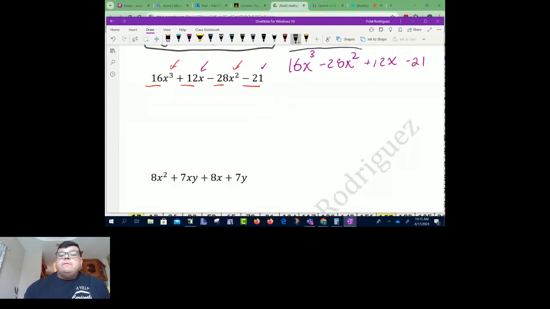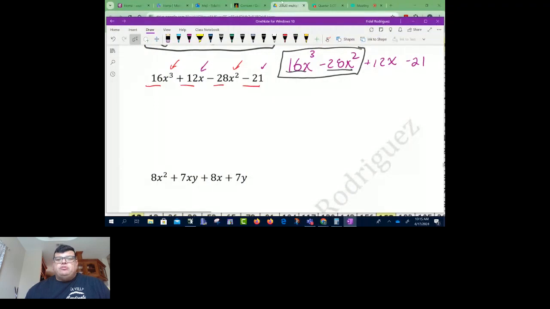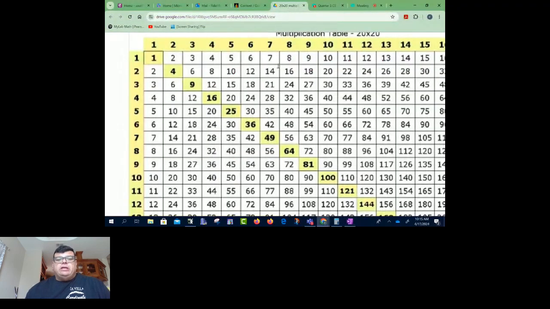So right here, y'all, what I'm going to do is I'm going to say, okay, look, what can I take out of both of those? So I got a 16 and a 28. Okay, so y'all, I'm going to come back to my multiplication table. Here it is. Multiplication table. Okay, what did we say we had? 16 and 28. Okay, so let's see. 16 and 28. Here's 16, but there's no 28 there. Let's see. 16. Here's 16, and here's 28.